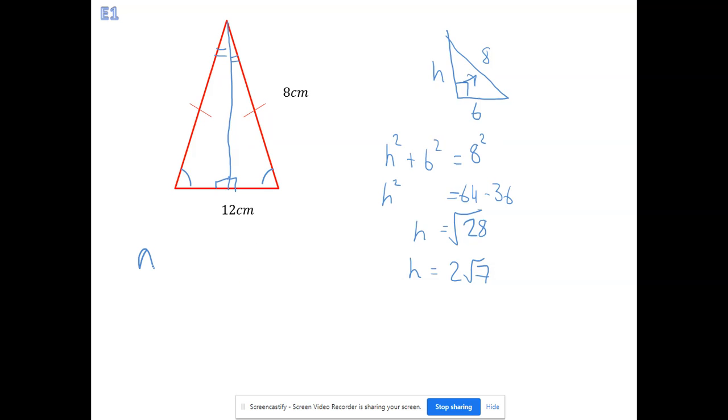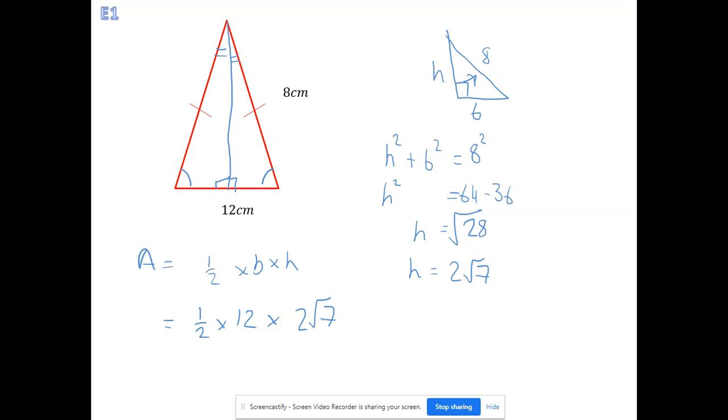So the area of a triangle is equal to a half times the base times the height. Now the base of this triangle, we're talking about the whole triangle here, so the base is 12. You could split it into two triangles, but we may as well just work it out for the whole triangle. So half of the base, half of 12, times the perpendicular height, which is 2 root 7.